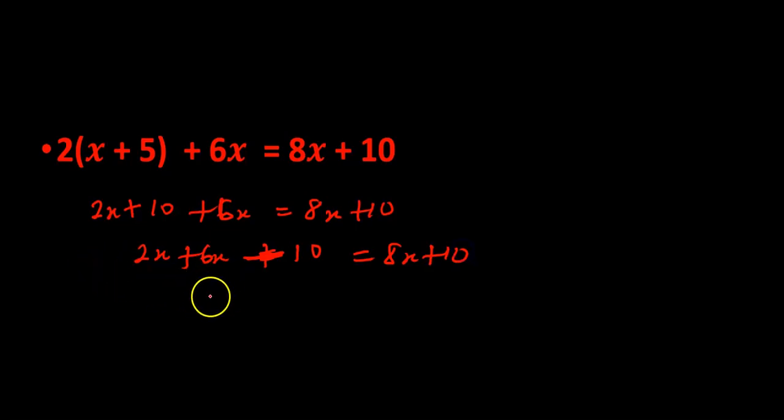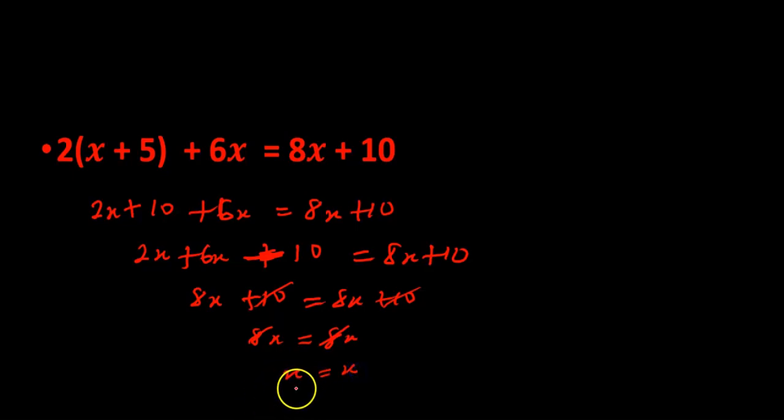And this will give me 8x plus 10 is equal to 8x plus 10. 10 can cancel 10, so I'll be left with 8x equals 8x. 8 can cancel 8, I will be left with x equals x. So think of any value of x I can think of. If s is 2, I also have 2 here. If s is 3, I also have 3 here. So this is a case of infinitely many solutions.